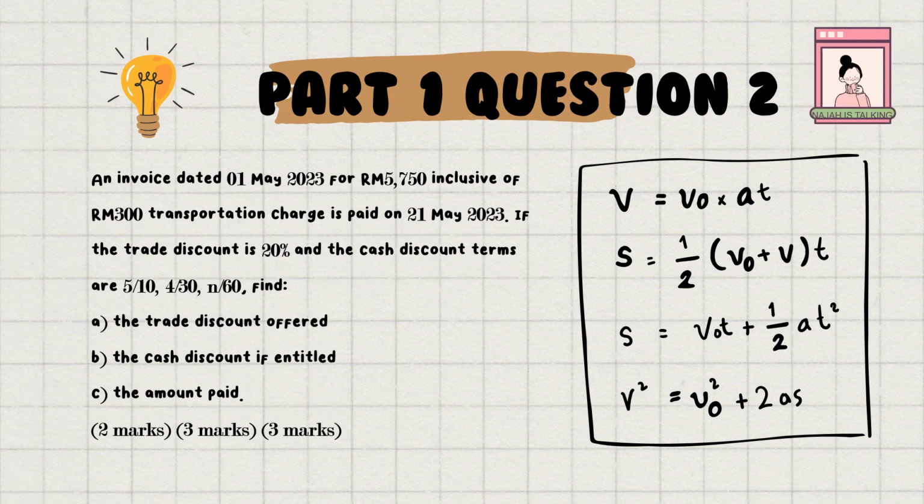An invoice dated 1 May 2023 for RM 5,750 inclusive of RM 200 transportation charge is paid on 21 May 2023. If the trade discount is 20% and the cash discount terms are 5/10, 4/30 and n/60, find question A, the trade discount offered. Question B, the cash discount if entitled. Question C, the amount paid.